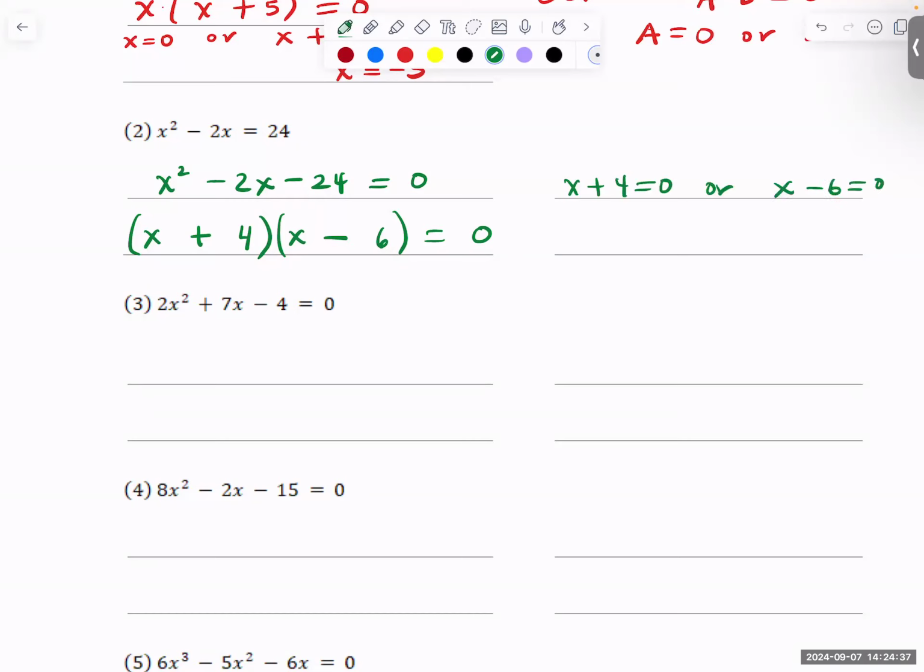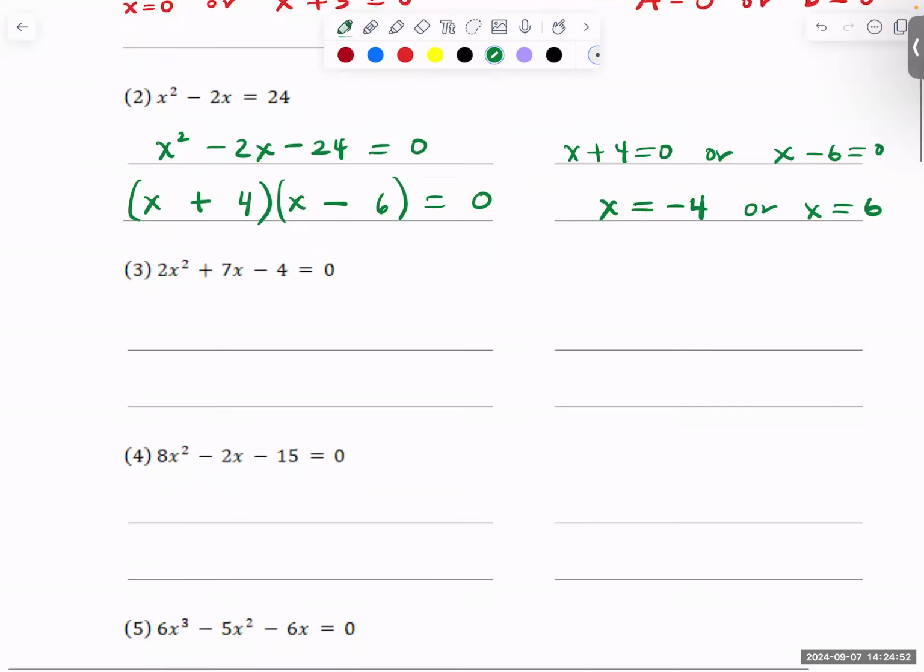Two solutions for a second degree equation, or at most two solutions. It could be repeated roots, but at most two unique solutions. So -4 or +6.